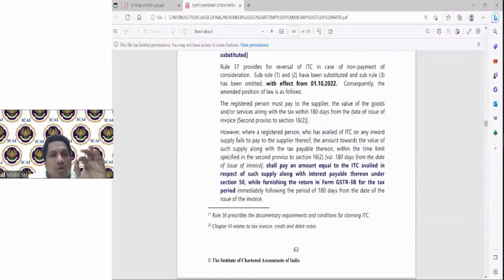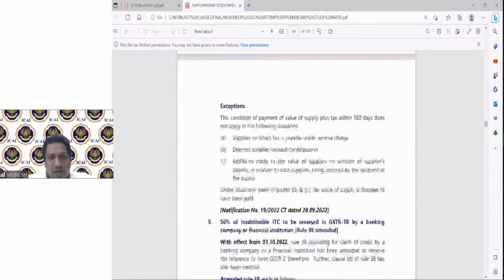So how do you pay the respective amount in case you have claimed the input tax credit, but you have not paid the amount within 180 days? In that situation, immediately after the period of 180 days, whatever month it is will be the tax period. In that tax period, he will pay an amount equal to the ITC, whatever is levied, along with the interest. That is what is supposed to be done.